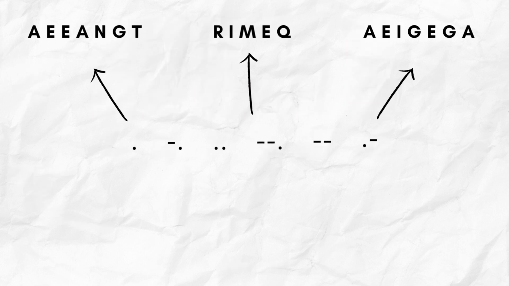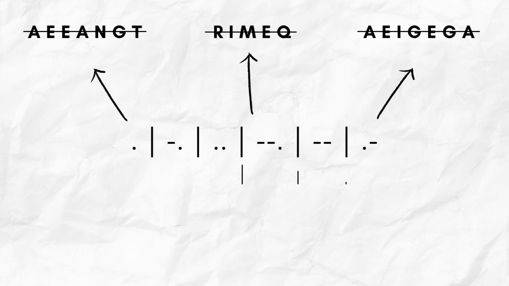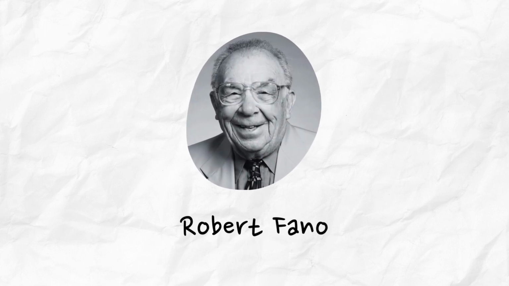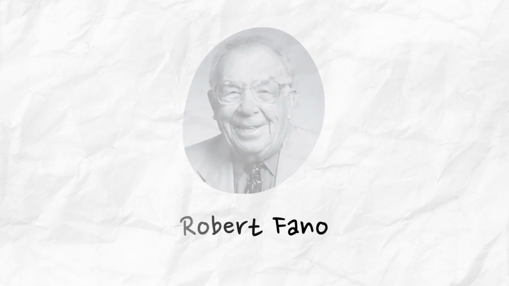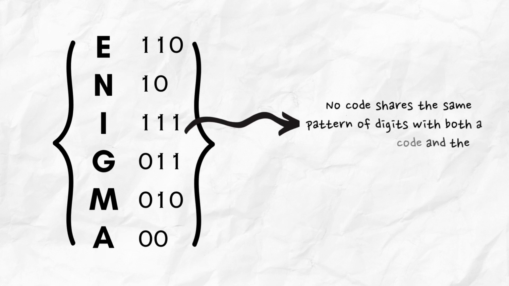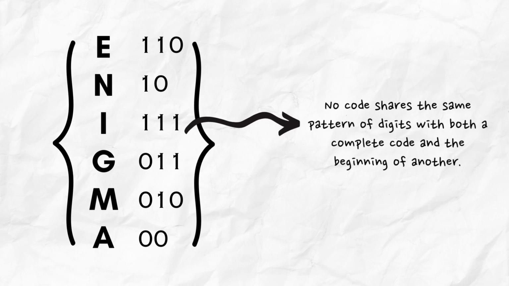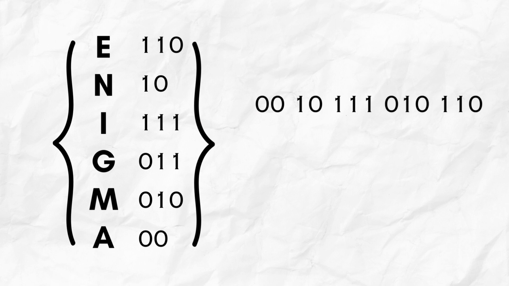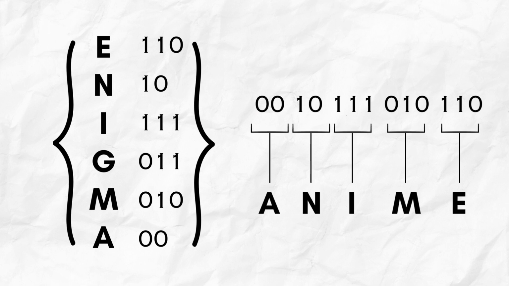But there is a catch. To ensure unambiguous comprehension, Morse code necessitates costly periods of silence between each character transmission. A pioneering solution to this challenge was proposed by Fano, who introduced variable-length codes without the need for expensive spaces. By ensuring that no code shared the same pattern of digits as both a complete code and the start of another, Fano could employ shorter codes for more common characters.